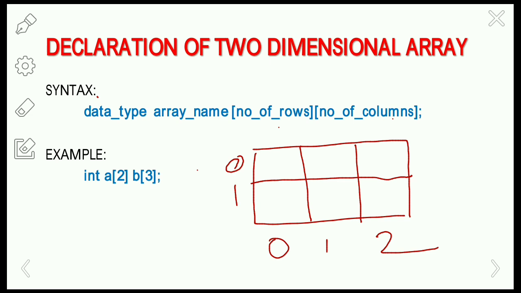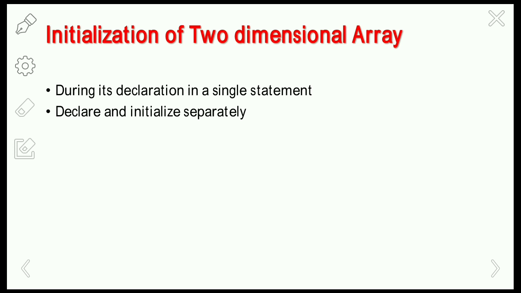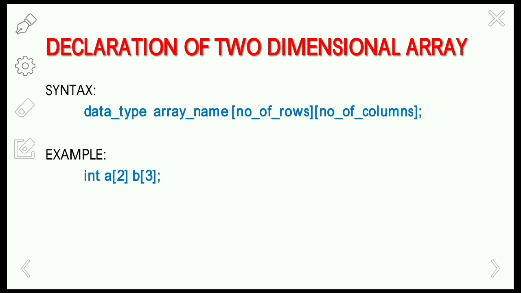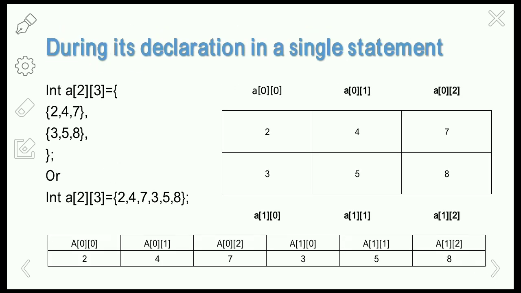Suppose I want to access the first location, then it will be a[0][0]. Similarly, the last location is a[1][2]. That is the last location here. The array contains 2 rows, hence the row numbers range from 0 to 1, and it has 3 columns, hence the column numbers range from 0 to 2. The elements are stored row wise as given in the figure.